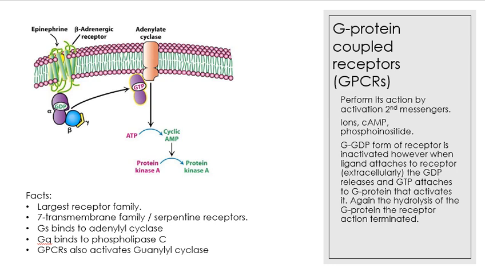So this is all about the G protein coupled receptor. Some of the facts about this family is that it is the largest receptor family. It is a 7 transmembrane family, or we can say the serpentine receptor, because the polypeptide chain of the receptor forms a snake-like structure across the plasma membrane 7 times.